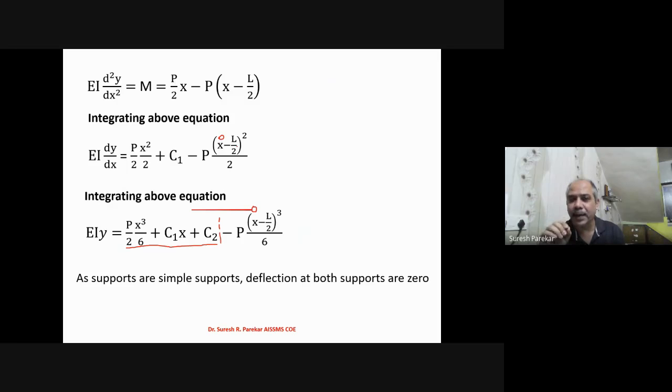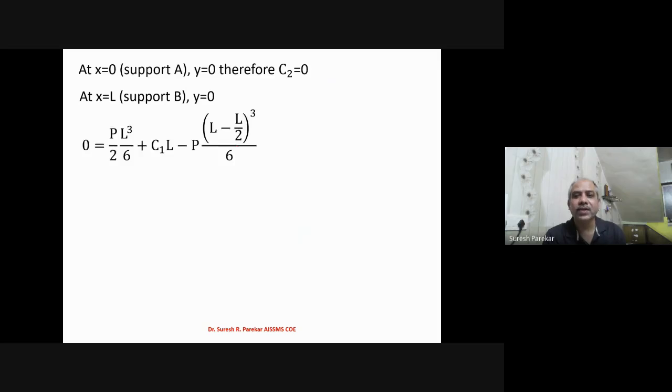So whenever I have a negative bracket, that compartment will not be there in the equation when you put your boundary conditions, or when you are going to find the slope or deflection at any point. And then we have C2 equal to 0. So now once I have C2 equal to 0, I will put x equal to L, support B, where y is equal to 0.